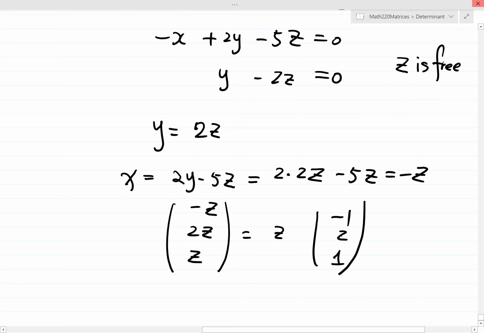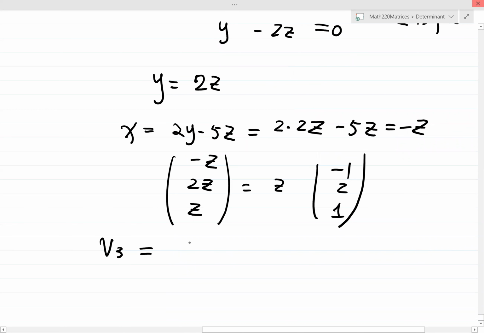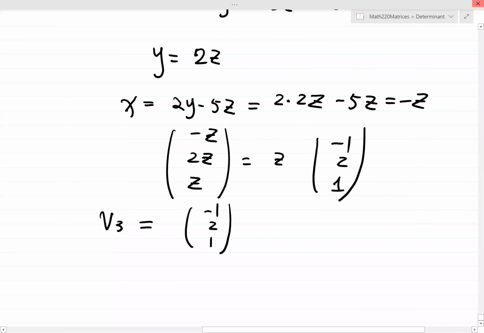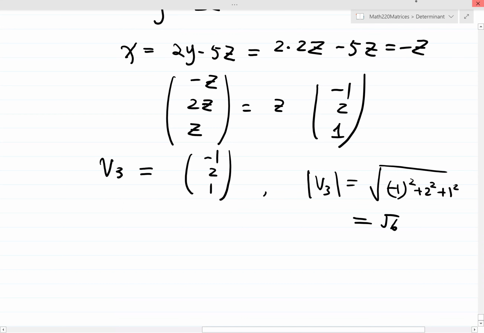Okay, so we can choose this as an eigenvector. At V3, choose V3 to be (-1, 2, 1). Now we need to normalize it. We choose it to be P3, normalized by its norm. So the norm of V3 is the square root of (-1) squared plus 2 squared plus 1 squared, which is root 6. Normalizing it, we get P3, the unit eigenvector: -1 over root 6, 2 over root 6, and 1 over root 6.